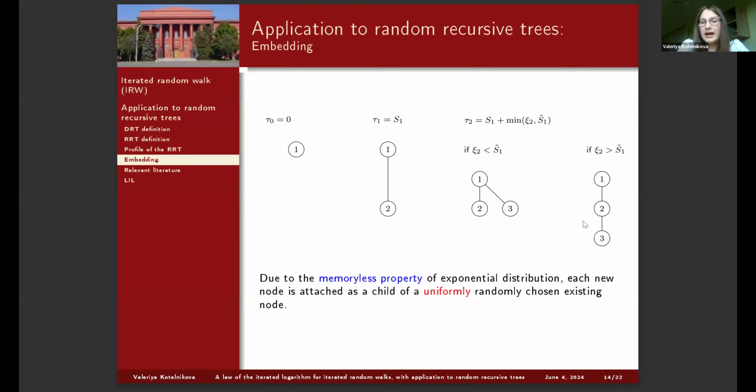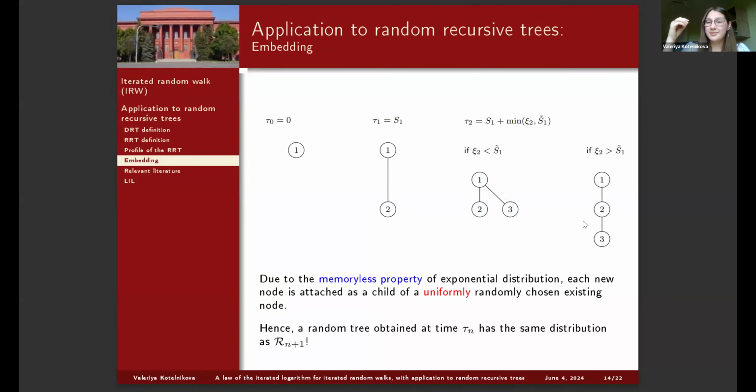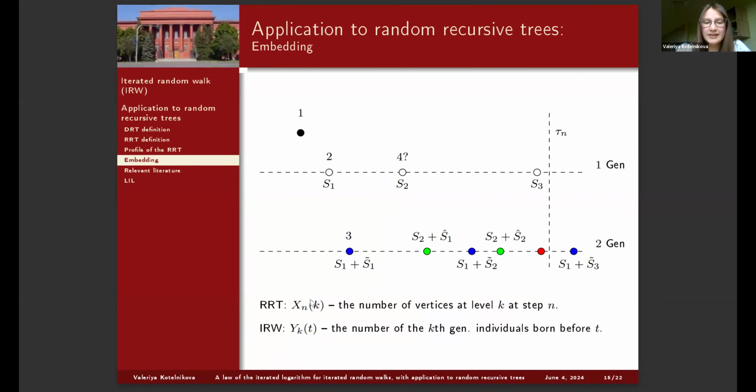And the exponential distribution with unit mean was not chosen out of the blue, because due to the memoryless property of the exponential distribution, the obtained random tree has a feature that each new node is attached to one of the already existing ones uniformly at random. And having this at hand, you may prove that the random tree obtained at τ_n during this process has the same distribution as the random recursive tree at time n+1. And this is the key to the embedding process. And the last step we are left to do is to understand how the profile is connected to the process Y_k, for which we already have the law of iterated logarithm.